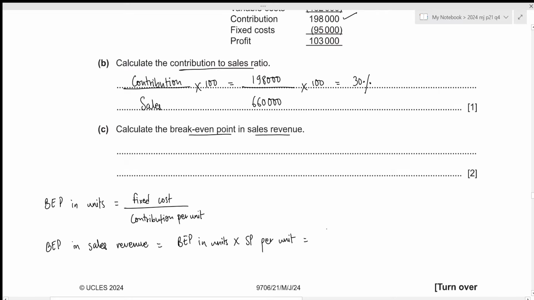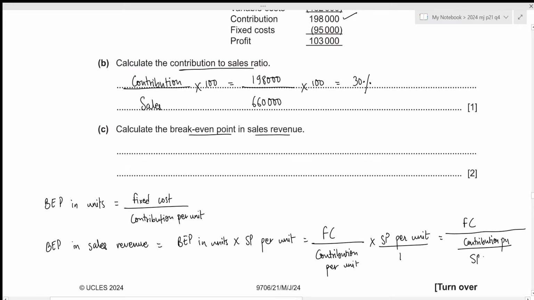Now if you substitute it, that will be fixed cost divided by the contribution per unit times the selling price per unit. And this is times selling price per unit divided by 1, right? So we can just rewrite it as fixed cost divided by the contribution per unit divided by the selling price per unit. And this part is just contribution to sales ratio, right? Because the per unit can get cancelled out and it's still going to give the same value of 30%. So you can just use this formula instead.